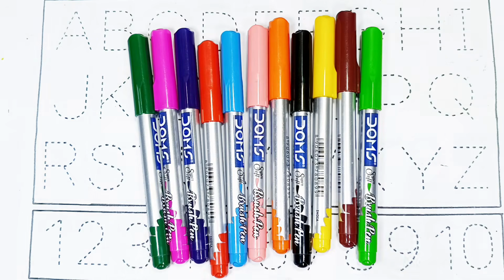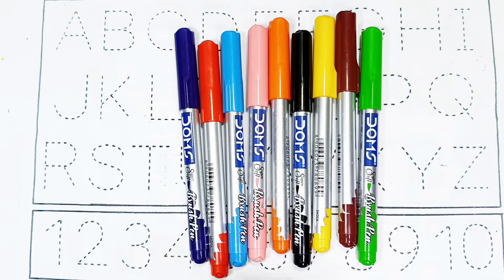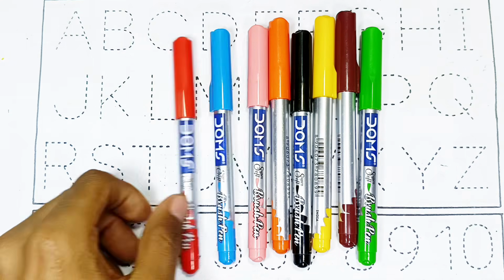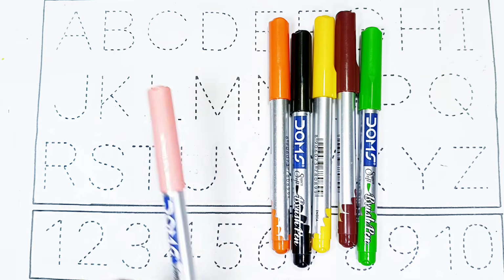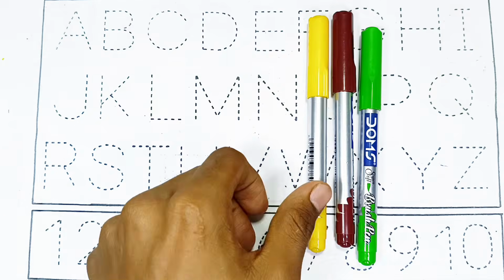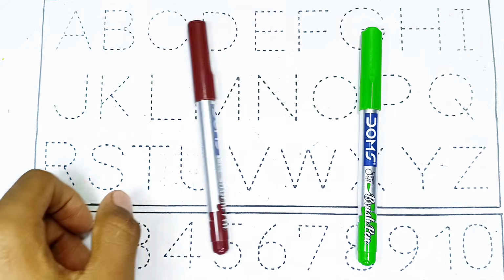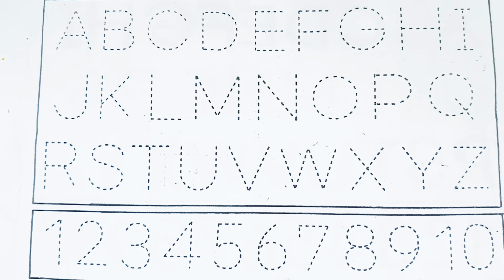25. Color, blue color, green color, pink color, purple color, red color, sky blue color, light pink color, orange color, black color, yellow color, brown color, and light green color. Okay, so now you draw 1.